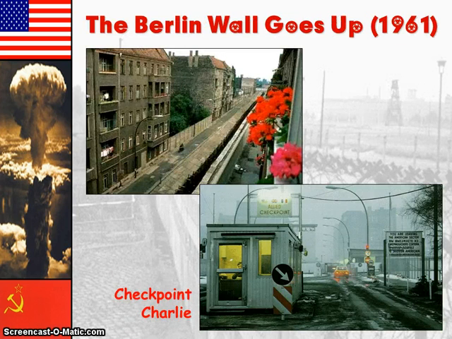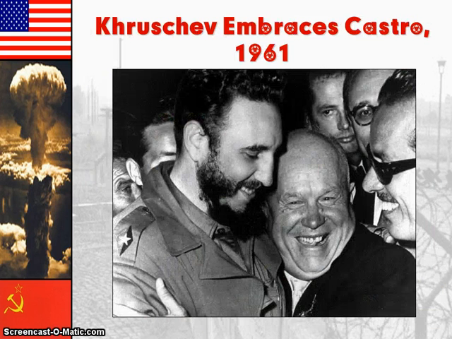In a 1961 meeting between Kennedy and Khrushchev, Khrushchev demanded that U.S. troops be pulled out of Berlin. Kennedy refused. In August, the East Germans built a wall around West Berlin. They wanted to stop East Germans from going to West Germany. The Berlin Wall would stand until it was torn down in 1989. Also in 1961, Khrushchev made an alliance with Cuban leader Fidel Castro.